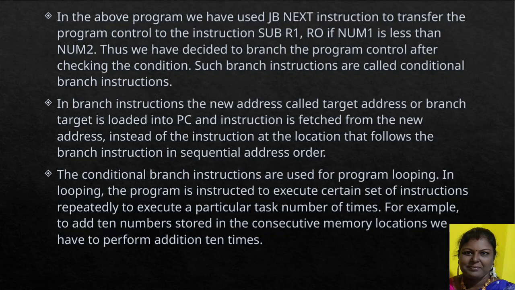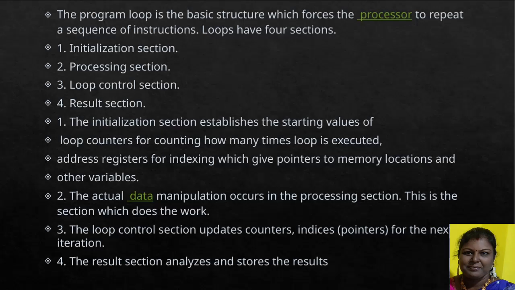Let's talk about the program loop, the core structure that makes a processor repeat a sequence of instructions. It has 4 key parts. First, the initialization section sets up starting values, like loop counters and memory pointers. Next, the processing section is where the actual work happens. The data gets manipulated here. Then, the loop control section updates those counters and pointers for the next round. Finally, the results section analyzes and stores what the loop has produced. Together, these parts keep the loop running smoothly.